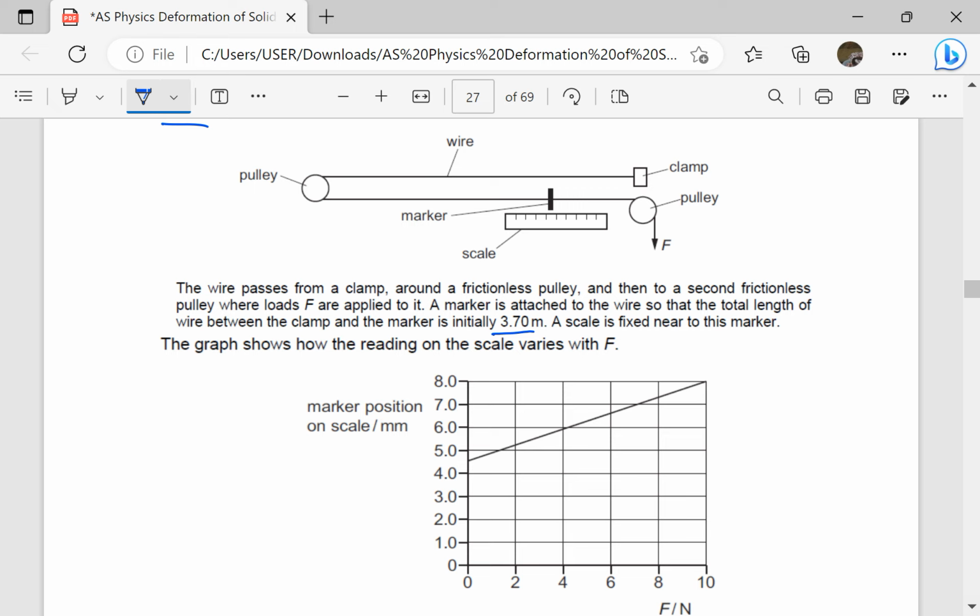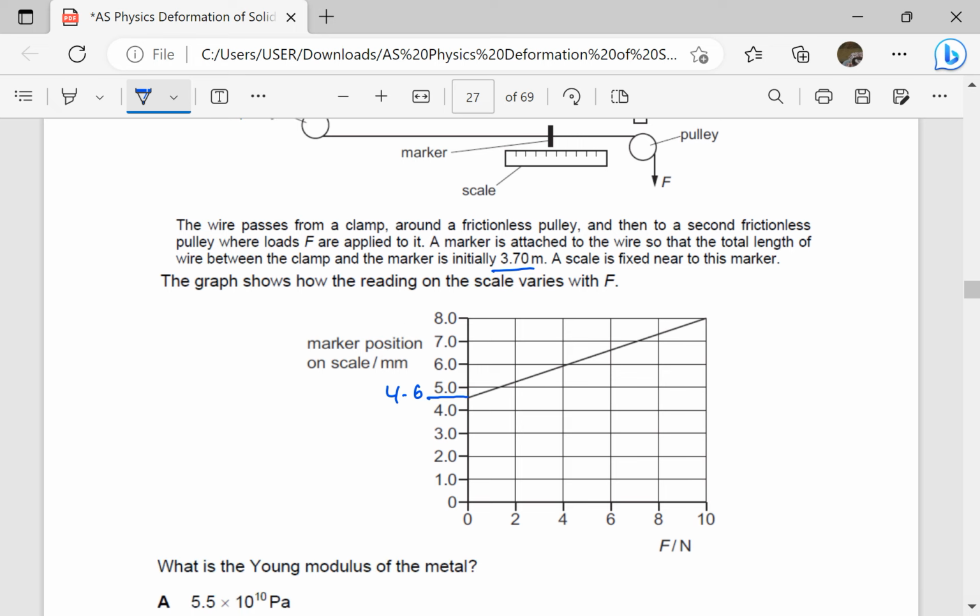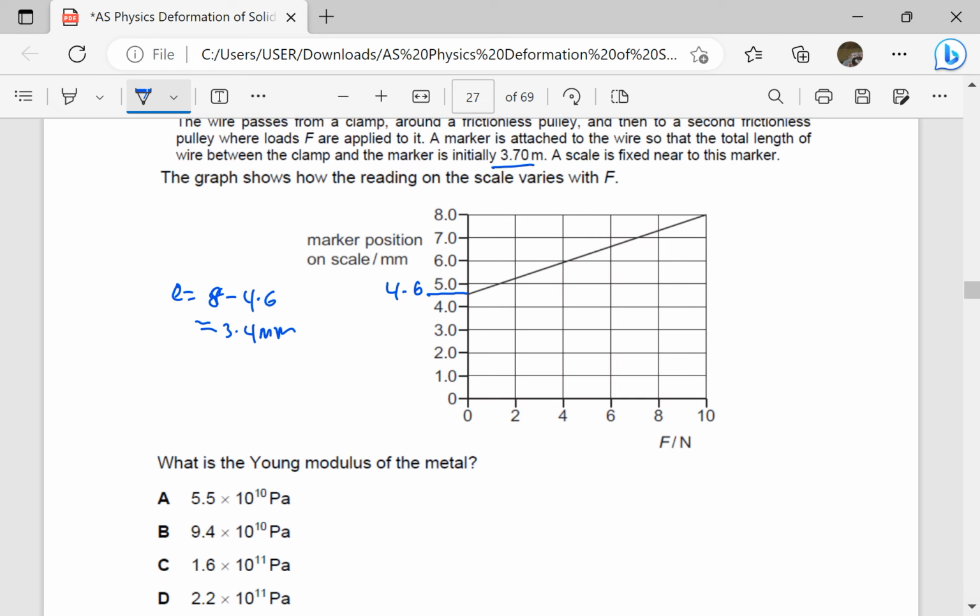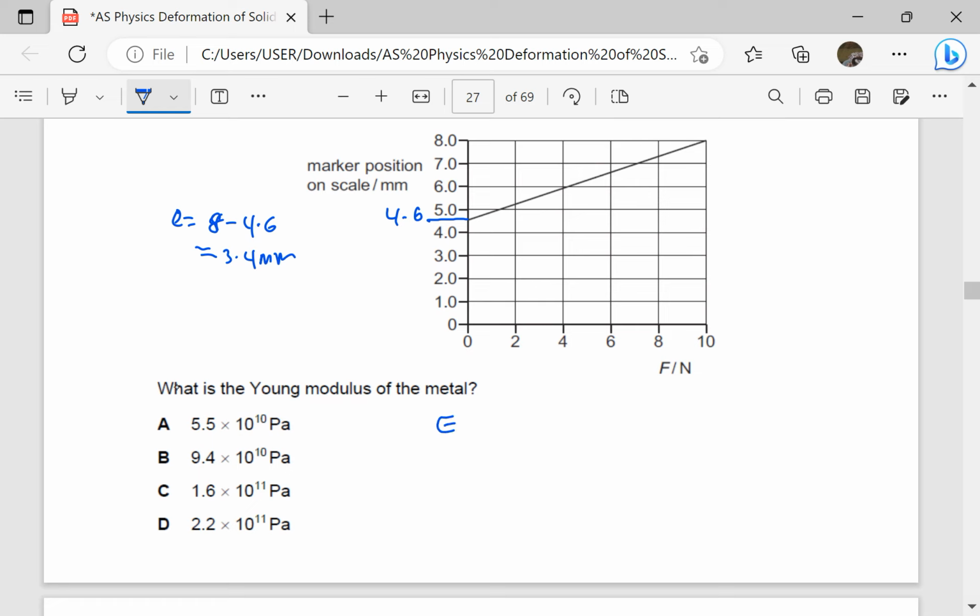So from here we can estimate, we are just going to take an estimate. Let's assume this is in the center, but is slightly above the center. So instead of saying 4.5, I may say 4.6. And then this is 8. So the extension is going to be 8 minus 4.6, which is approximately 3.4 millimeters. So I want to find the Young modulus.